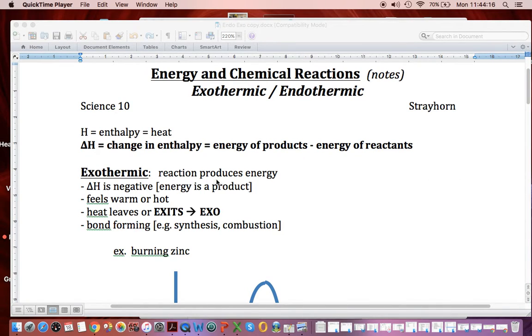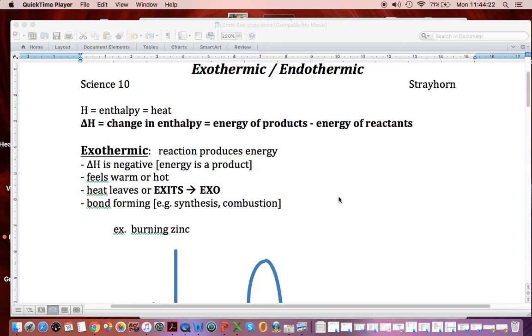An exothermic reaction produces energy. That energy might be in the form of heat, it could be in electricity, but oftentimes it's heat, and that's why we have the H. If delta H is negative, it's exothermic. If it feels warm or hot, we do a reaction and you touch the surface or the outside, say, of a container and it's gotten warm, that is exothermic.